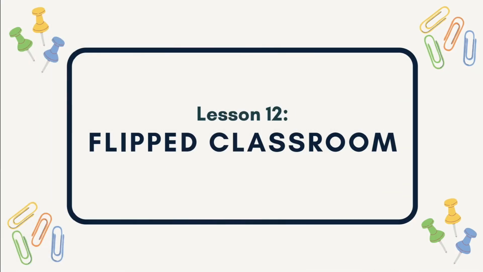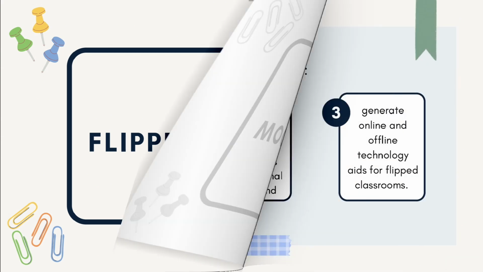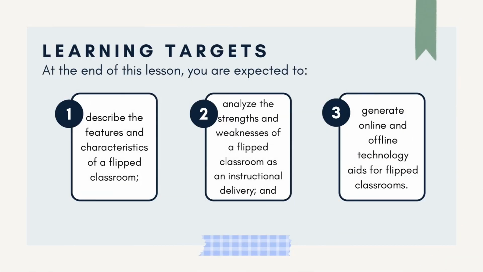Now, we'll be discussing Lesson 12, Flipped Classroom. But before I begin the discussion, allow me to read first the learning objectives. At the end of this lesson, you're expected to describe the features and characteristics of a flipped classroom, analyze the strengths and weaknesses of a flipped classroom as an instructional delivery, and generate online and offline technology aids for flipped classroom.